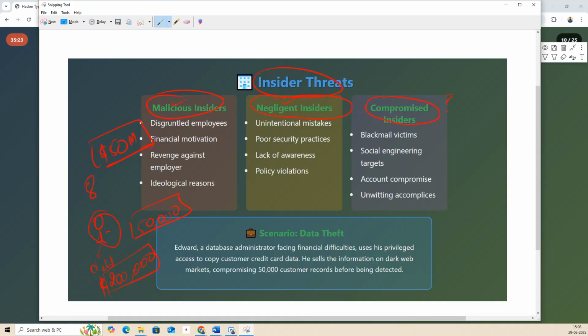Now that we understand who the attackers are, let's dive into how they actually operate. Let's explore the weapons in their arsenal.